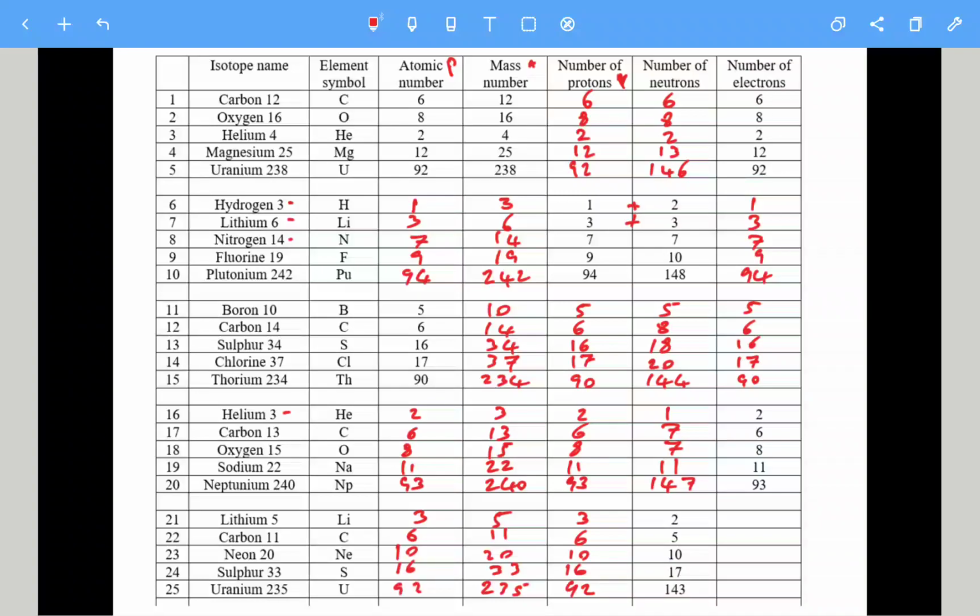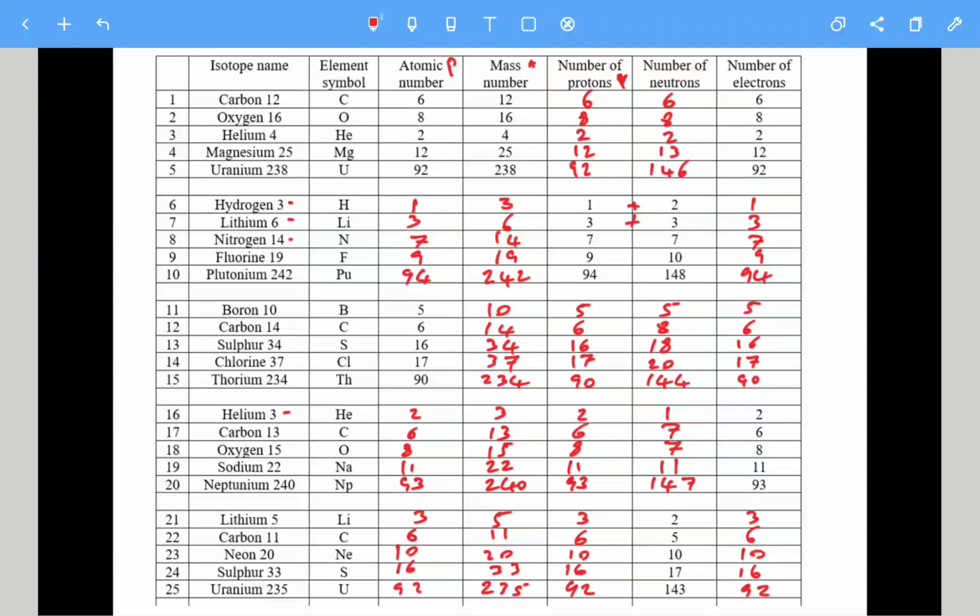And then the number of electrons, obviously they're neutral. So the number of electrons will equal the number of protons, or the atomic number, which is obviously the same, as I've told you 27,000 times. So I guess you best remember it. And 92.